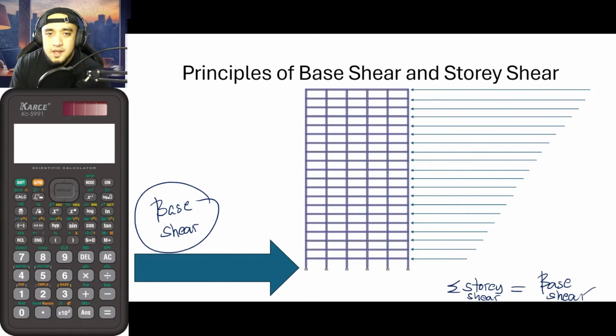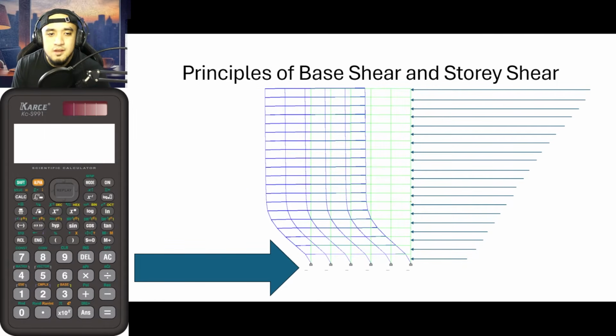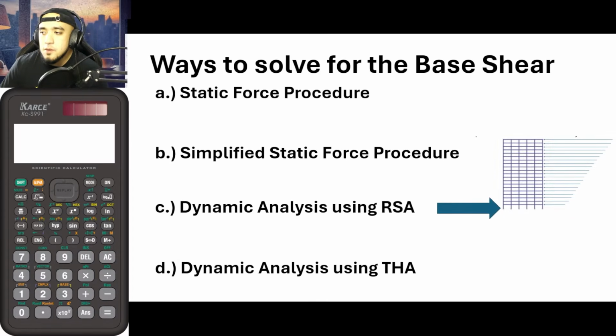So from that, guys, the base shear would result from the presence of the story shear. Okay, so how could we now solve for the base shear? Oh, by the way, this is what would happen with the building with the presence of the base shear. So it would sway, except, of course, for the base. Okay, so once again, how could we solve for the base shear? We have plenty of ways of solving for the base shear, and as seen in the title, we are particular with the first one, which we call the static force procedure.